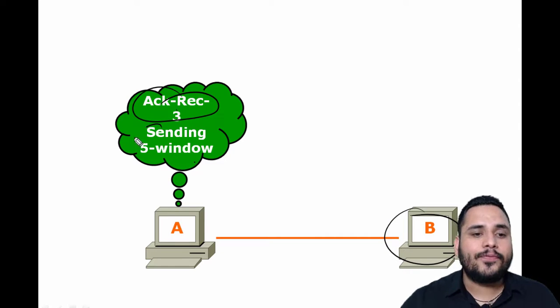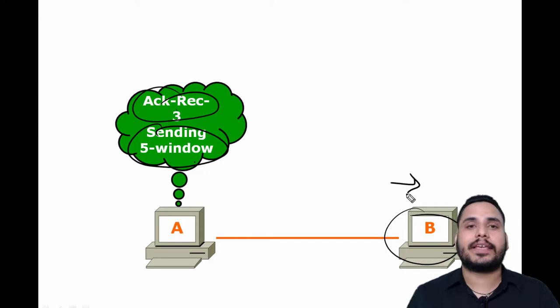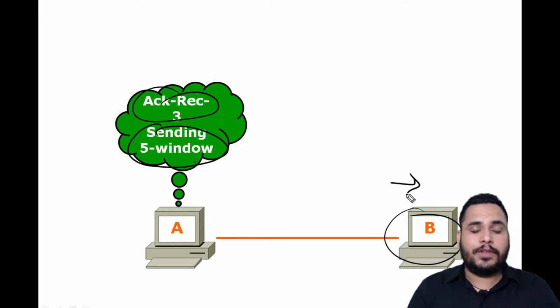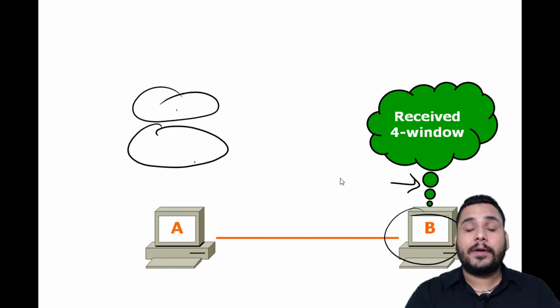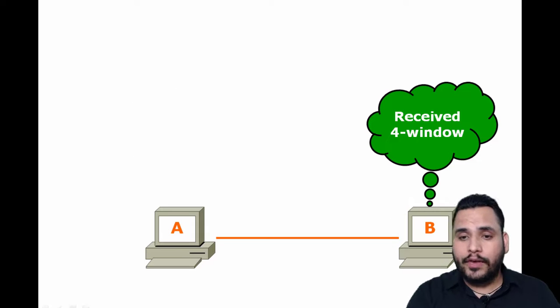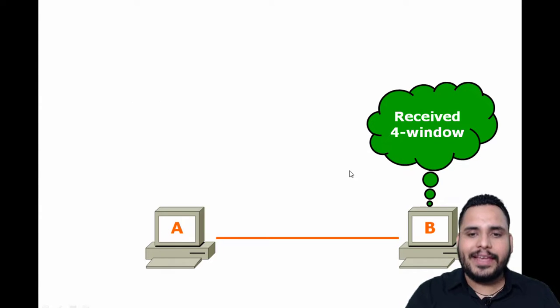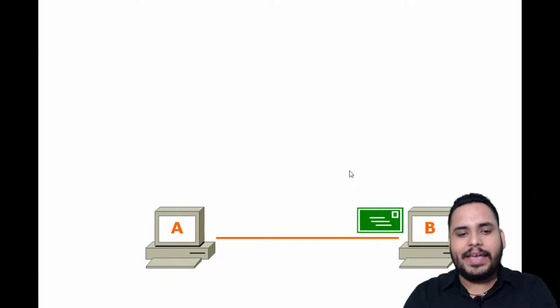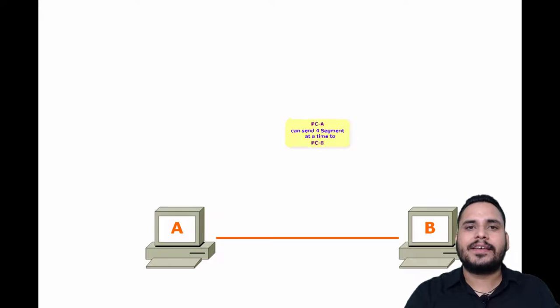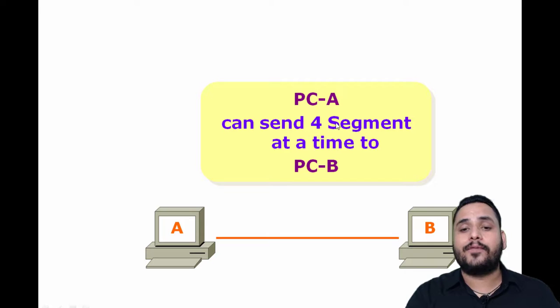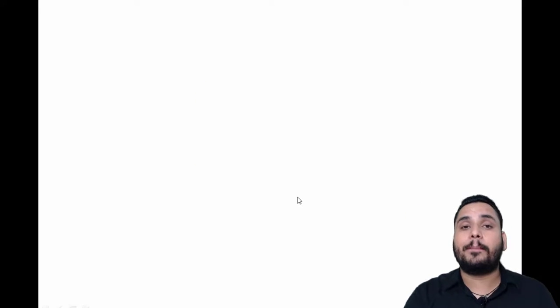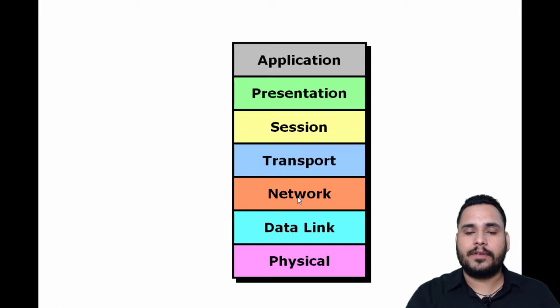Now A sends 5 windows to B for checking, whether it can accept 5 windows. 1, 2, 3, 4, 5. But B receives only 4 windows here. So the meaning is that B acknowledges only 4 packets, 4 segments, 4 windows. So PC A can send 4 segments at a time to PC B. So this is the example of flow control.